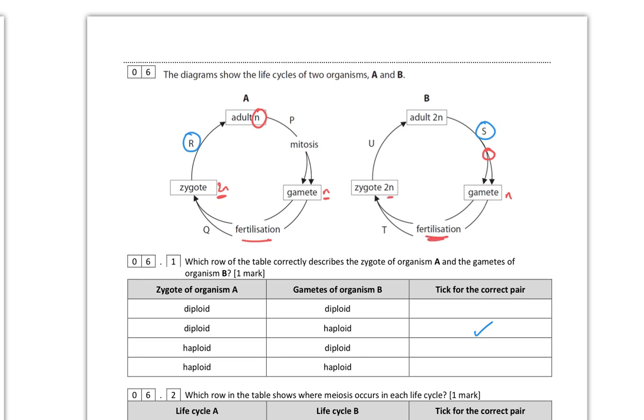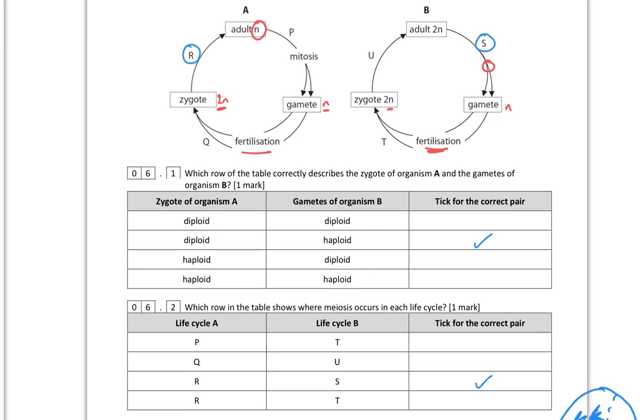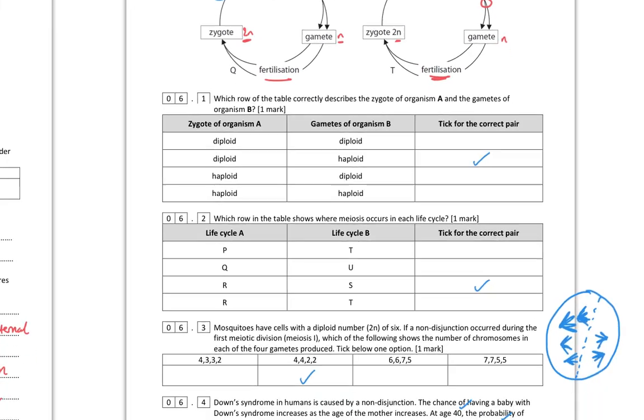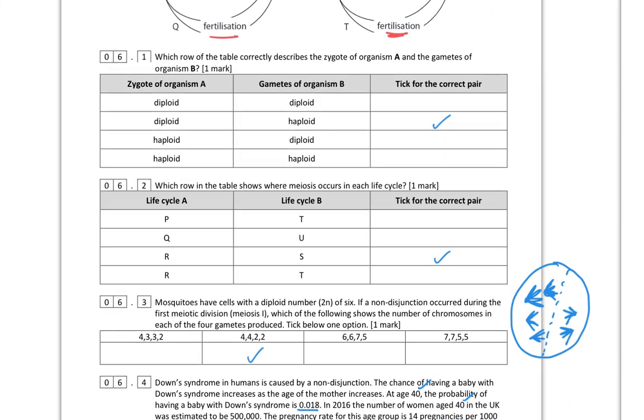So you can work out it's diploid, haploid on 1.1, and which row in the table shows where meiosis occurs in each life cycle. Well, I've kind of done it already. Again, by annotating the diagram, I can work out it's R and S. It's nice and easy.